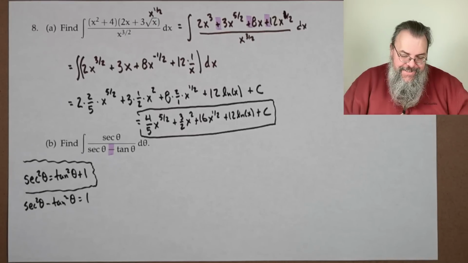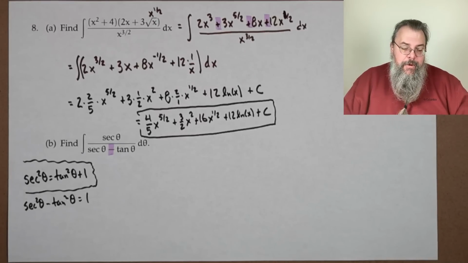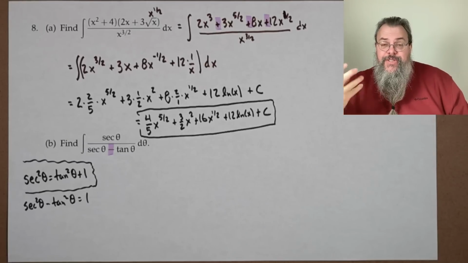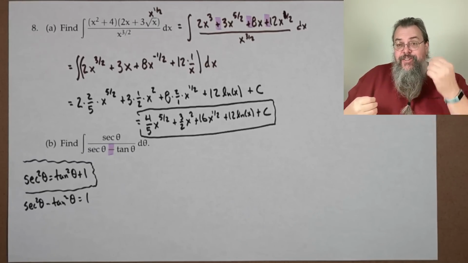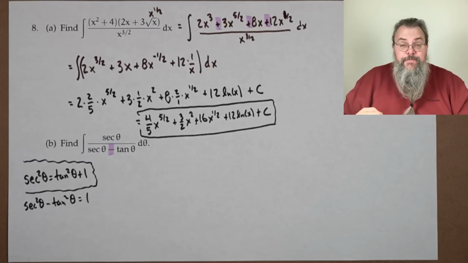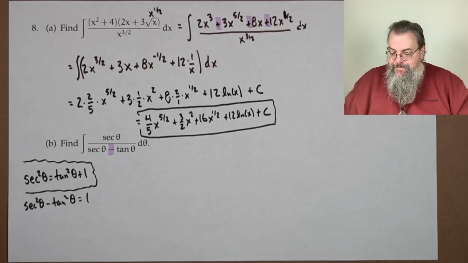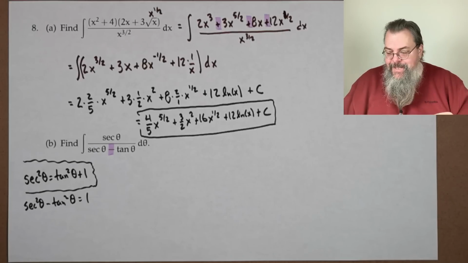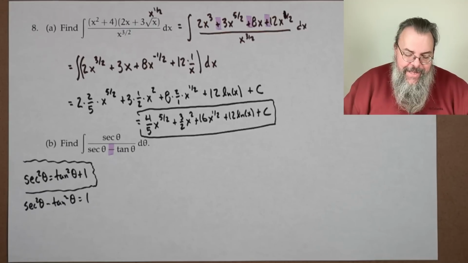No, unfortunately not. We can't quite do that. But what we can do is say, well, how do we turn secant minus tangent into secant squared minus tangent squared? We use the conjugate. That's right. It's been a while since we've said that out loud, hasn't it?